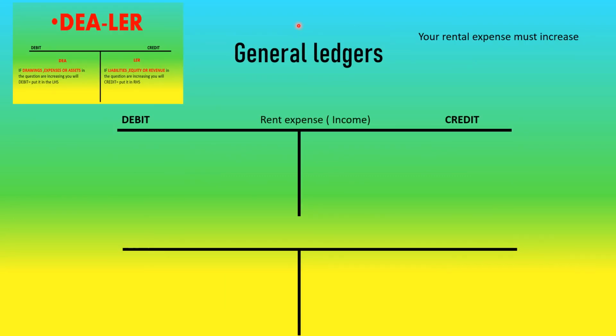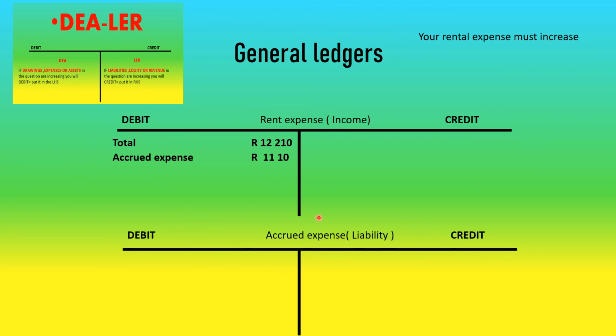Let us look at the impact on general ledgers. Here you've got your rent expense. Remember, it's expense you have not completely paid. So your rent expense must increase. You only paid for 11 months, but your year is for 12 months. Therefore, you have to increase your rental expense for the 1 month. This is the 1110 that we calculated as part of our accrued expenses. Remember, accrued expense is a liability, and therefore it would go on the credit side.